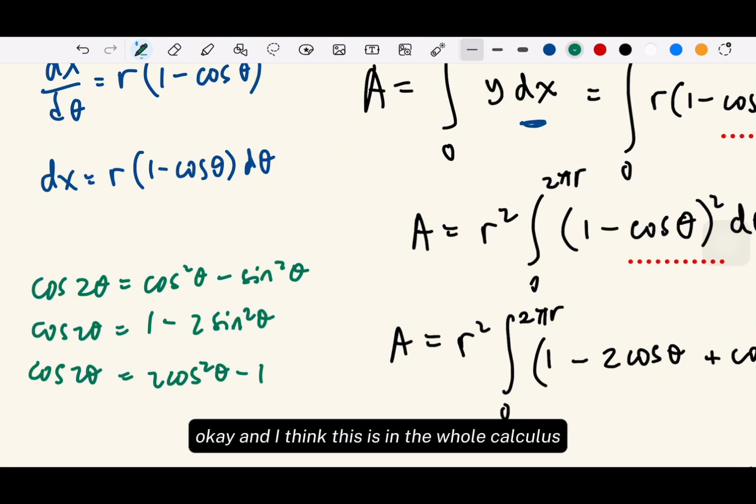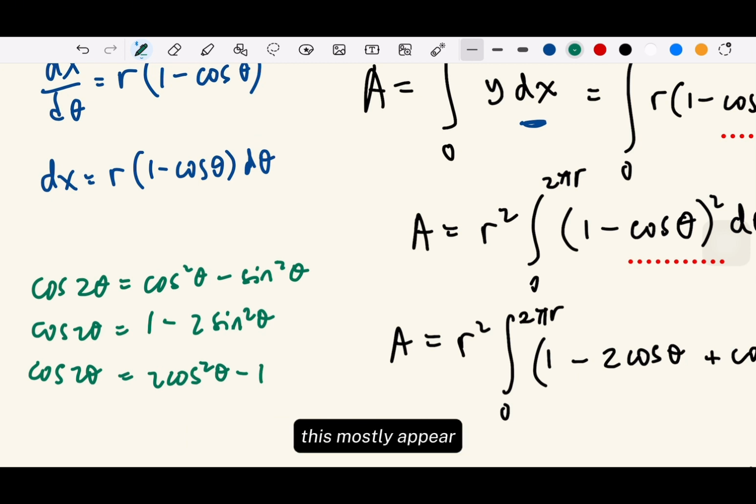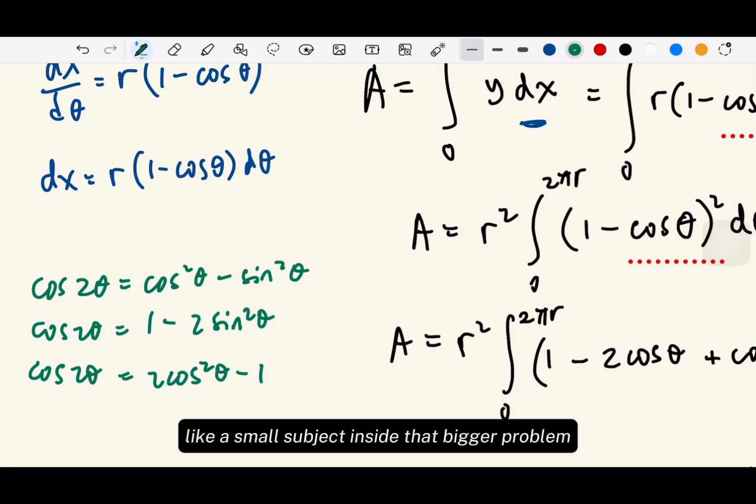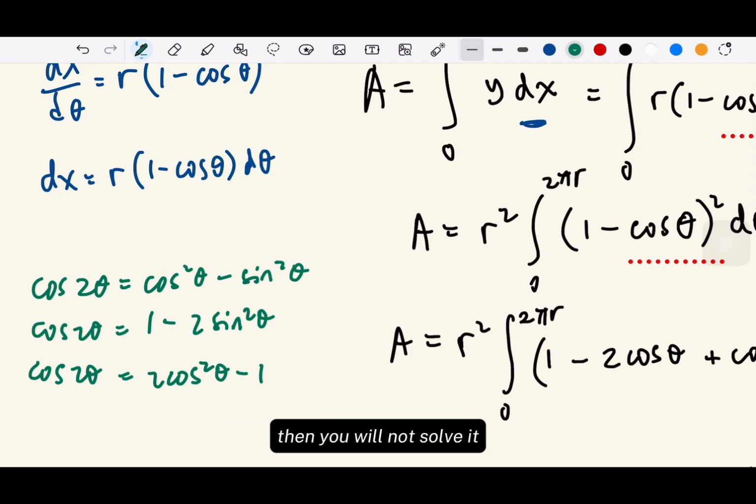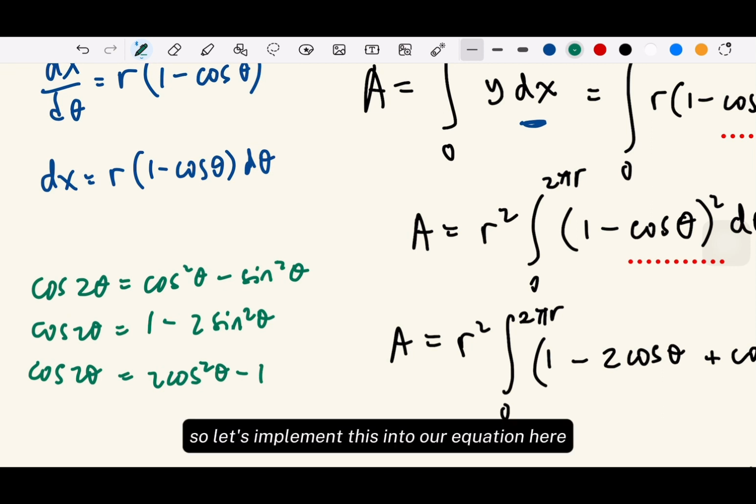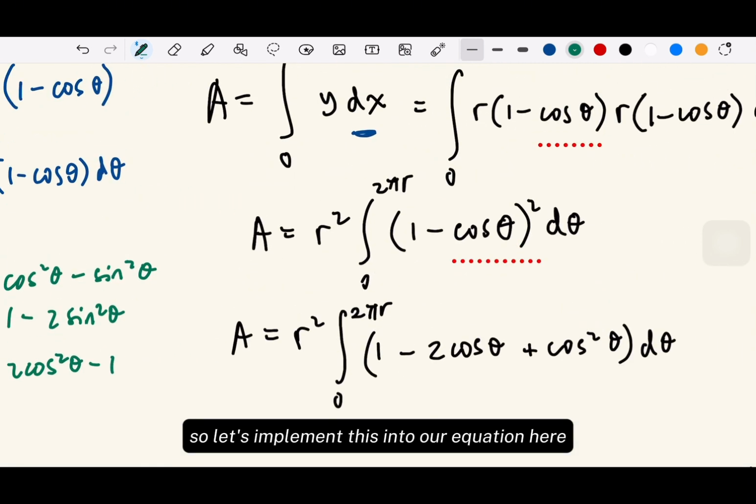And I think in the whole of calculus 1 and calculus 2, this mostly appears like a small subject inside a bigger problem. So if you don't know how to do this, then you will not solve that problem. Because this is only a small way to find the integration of the trigonometric. So let's implement this into our equation here.